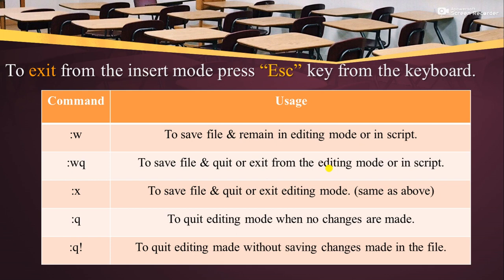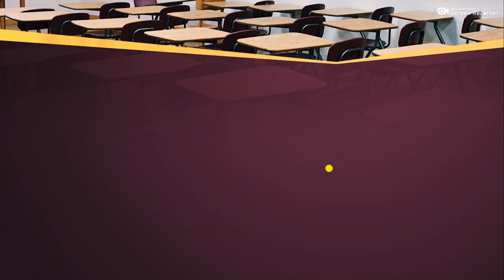Fourth, :q, to exit from the editing mode when no changes are made. When we are present in the script, if we don't have any changes in the script, then we will use :q. Last, :q exclamation mark, to quit from the editing mode without saving changes made in the file. So this is how we will use these commands in the script.